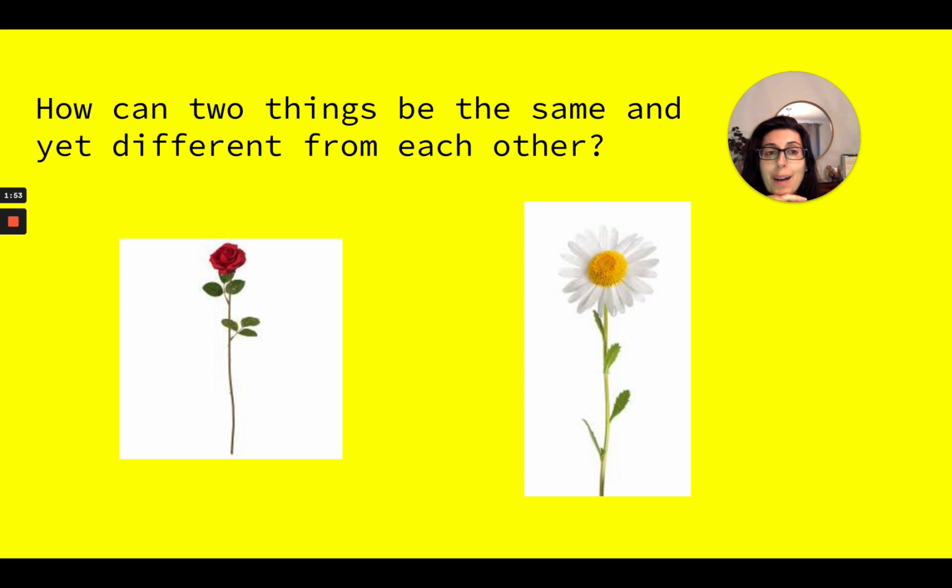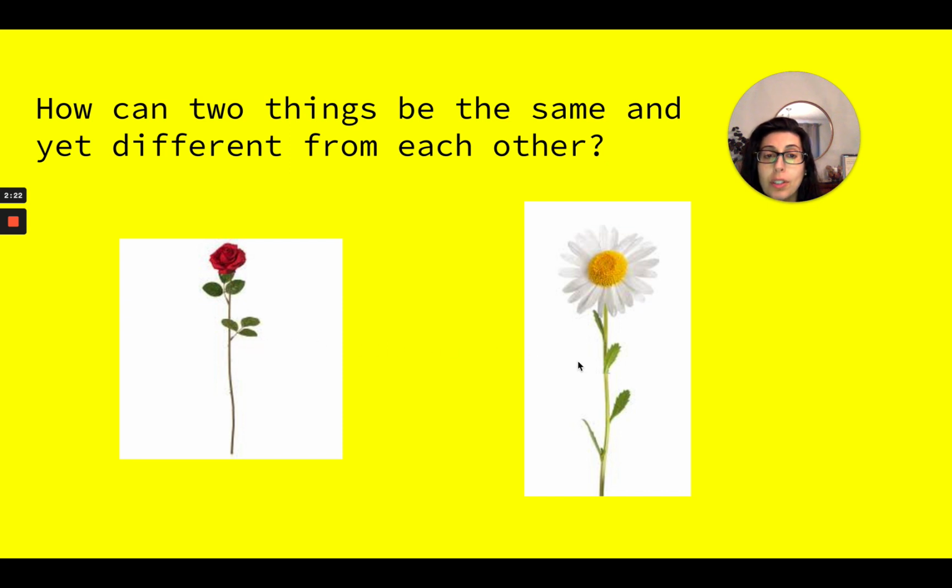All right, stop, look, and listen. Here's what I was thinking. I wonder if you thought the same. I thought, well, the rose has a red flower. The daisy has a white flower with a yellow center. Also, their leaves are different. The daisy's leaves are long and skinny, and the rose's leaves are wider.